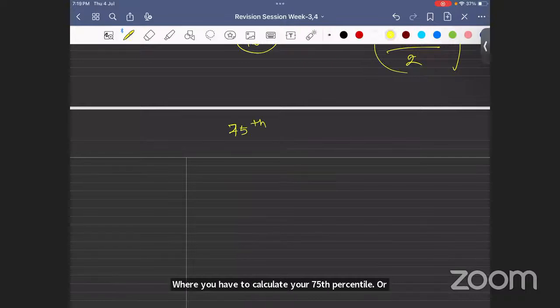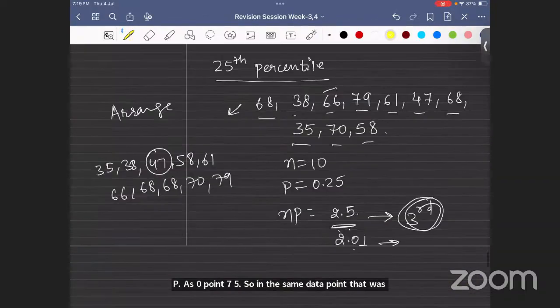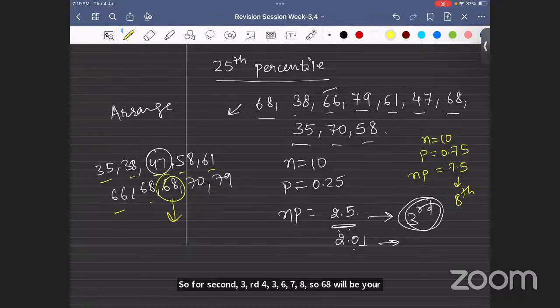So for the 75th percentile, you just take P as 0.75. In the same data that was given here, if I have to calculate the 75th percentile, N is 10 and P is 0.75. So now you have NP as 7.5. As it is in the form of a decimal number, you will just take the 8th data point as the 75th percentile. So first, second, third, fourth, fifth, sixth, seventh, eighth. So 68 will be your 75th percentile. Is this clear to everyone?